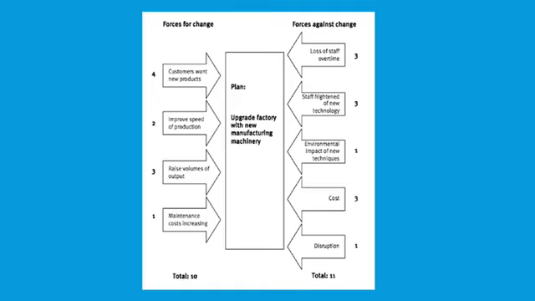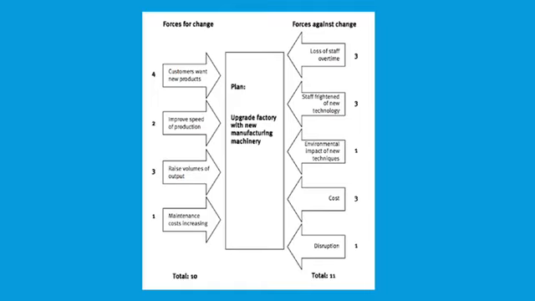On the right hand side, we have the forces against, and if you see all the scores that have been allocated there, you'll see it's 3, 3, 1, 3, 1. If you add all of that together, you get a total of 11. So in this case, you'll see your forces in favor of upgrading the factory or manufacturing machinery equal 10, your forces against equal 11. So your decision in this case would be not to upgrade the factory, because your forces against upgrading your factory outweigh your forces for upgrading the factory.